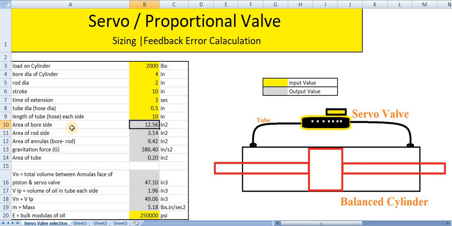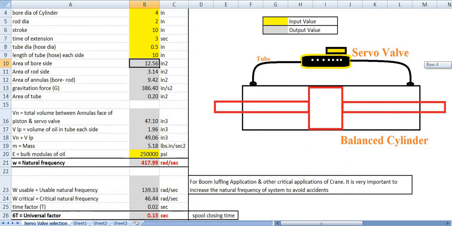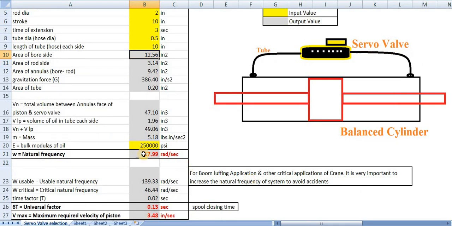So it will give you some basic details about bore area, rod side area, annulus area, gravity force, and tubing area. I'm going to some cells over here. These are some critical values you have to consider for your selection of the servo valve. So Vn is basically the annulus area side volume, and Vn plus VLP is the total volume of the annulus of the cylinder plus tube.